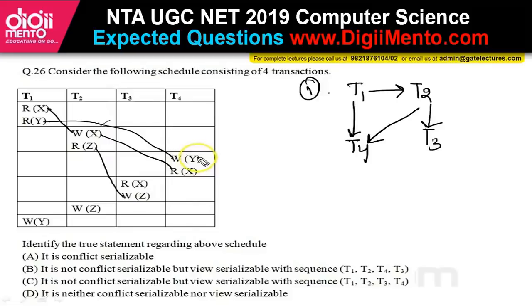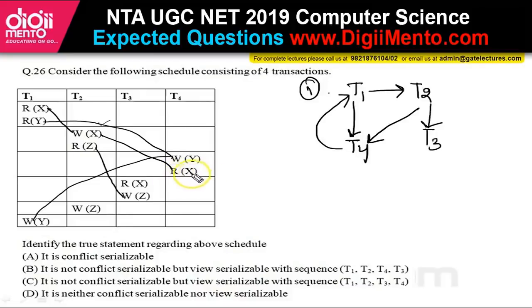Now let's look at the fourth one. It is performing a write operation on Y. Is there any conflict with this? Yes, there is a conflict with T4 and T1. According to this, T4 must be done before T1. So here is the problem. We have got a cycle. Okay, but let's proceed.